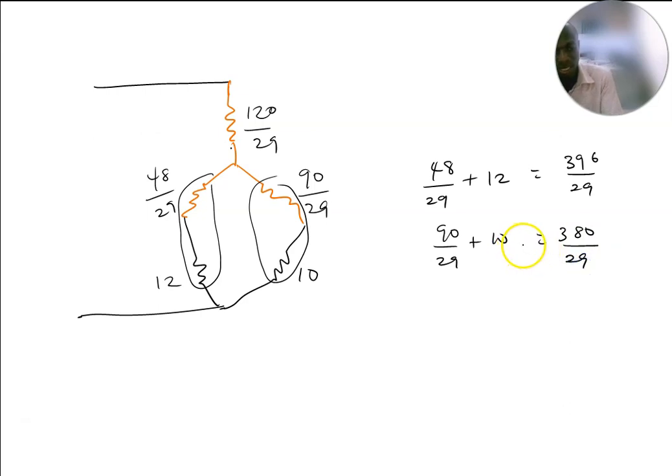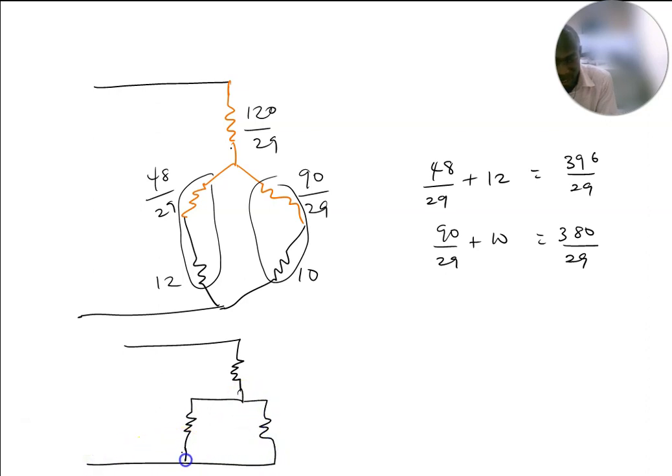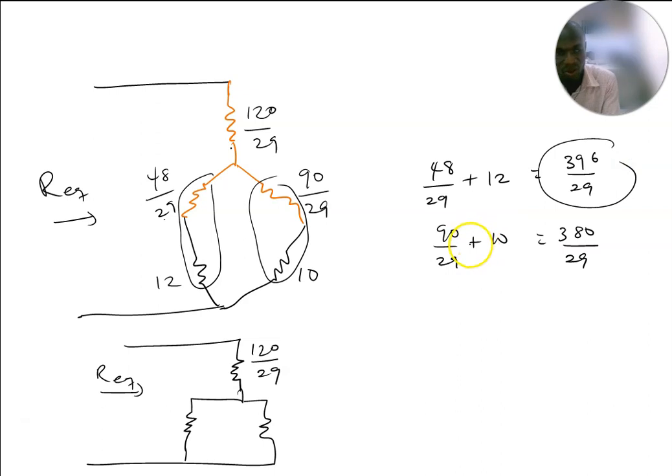So now that we've gotten that, the new circuit is going to be something like this. A resistor here, a whole resistor here, another whole resistor here, and they come together. That's R equivalent. So here is going to be 120 on 29. And this side, the 48 on 29 was the value that we had, which is 390, right? Yes, it's going to be 390.